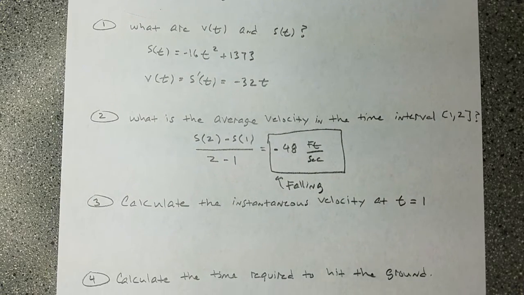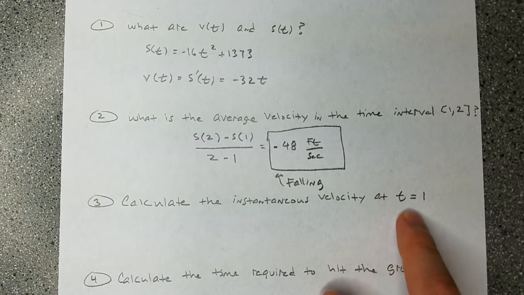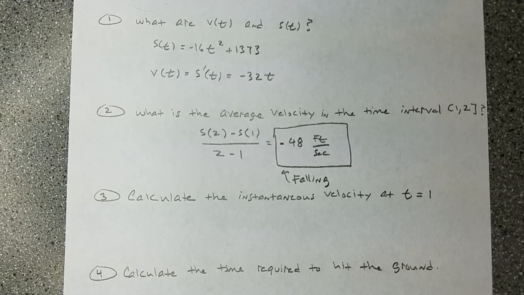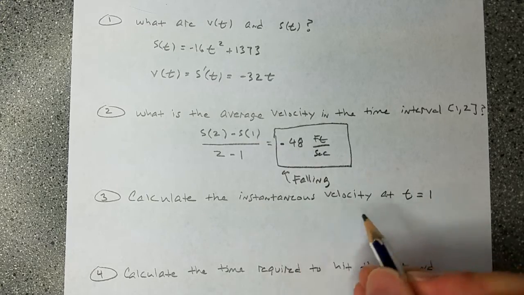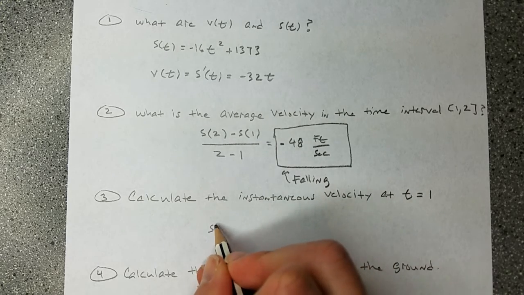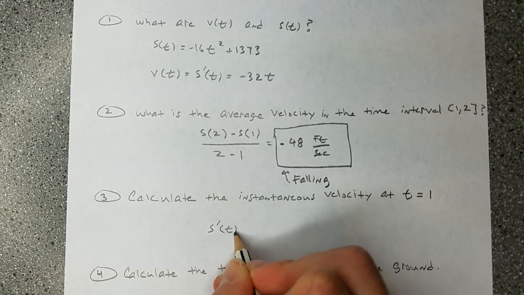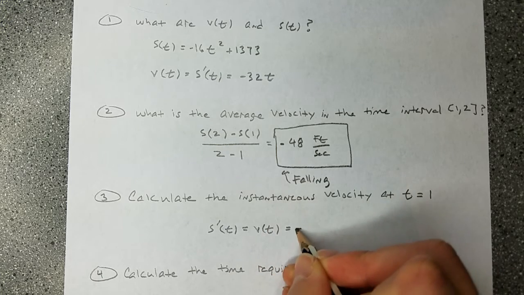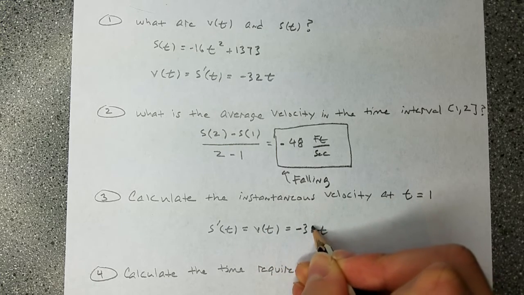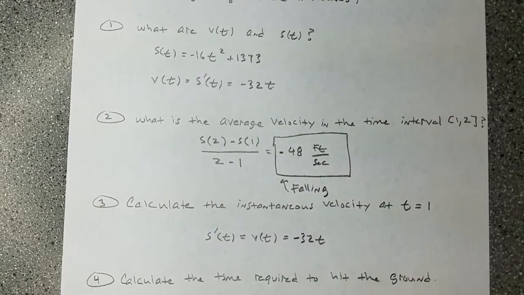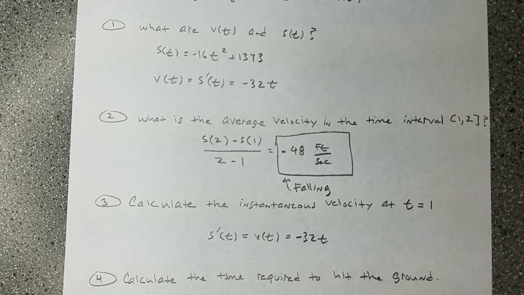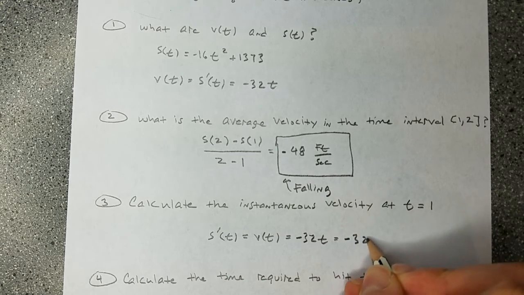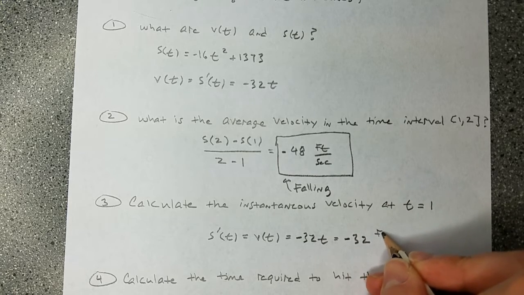Okay, so instantaneous velocity at the time t equals 1. You just have to remember the definition of instantaneous velocity. That's going to be s prime, and we worked that out already. We got it to be negative 32t. We did that up here. And at the time t equals 1, it's going to be moving, well, whatever 32 times 1 is. Negative 32 feet per second.